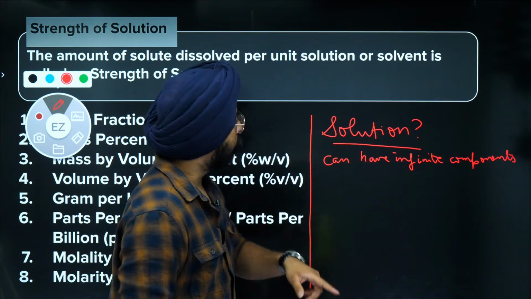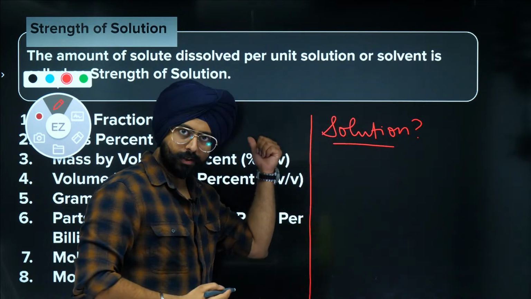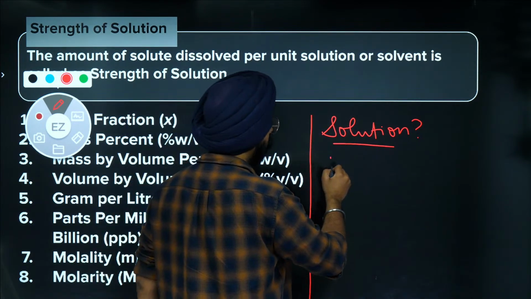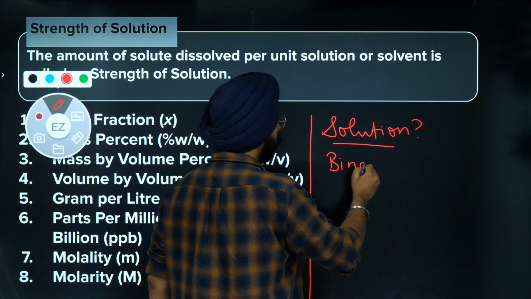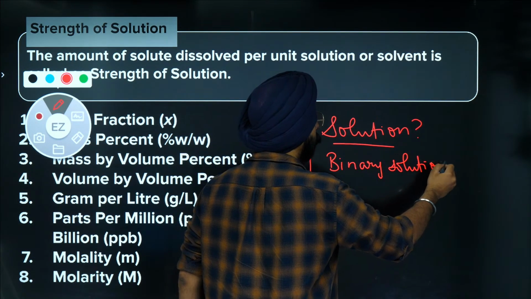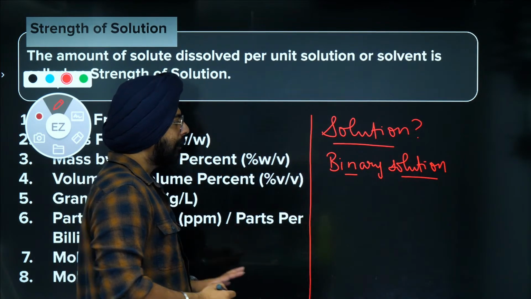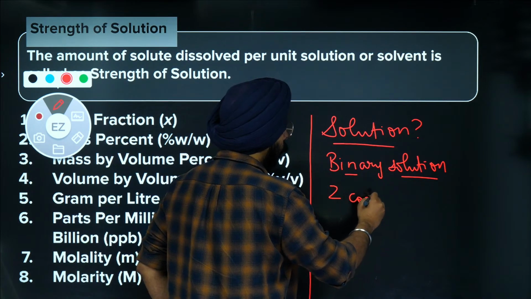Fine. Now, what we will talk about for our analysis is a binary solution. We will talk about a binary solution for our discussion, and a binary solution has only two components.